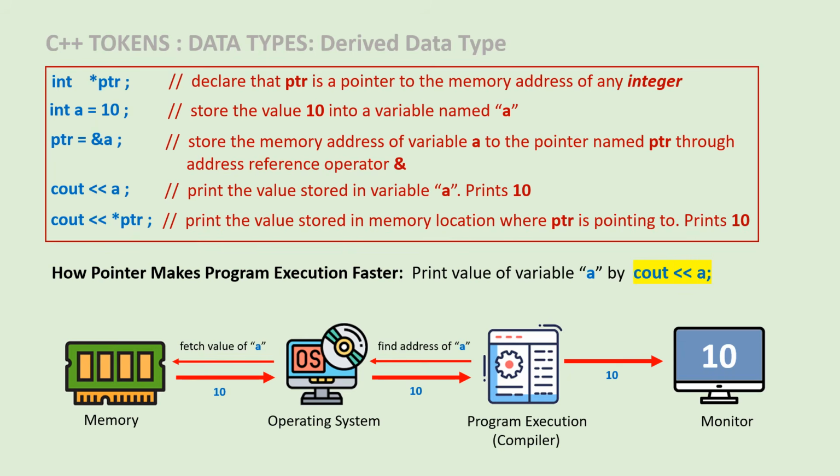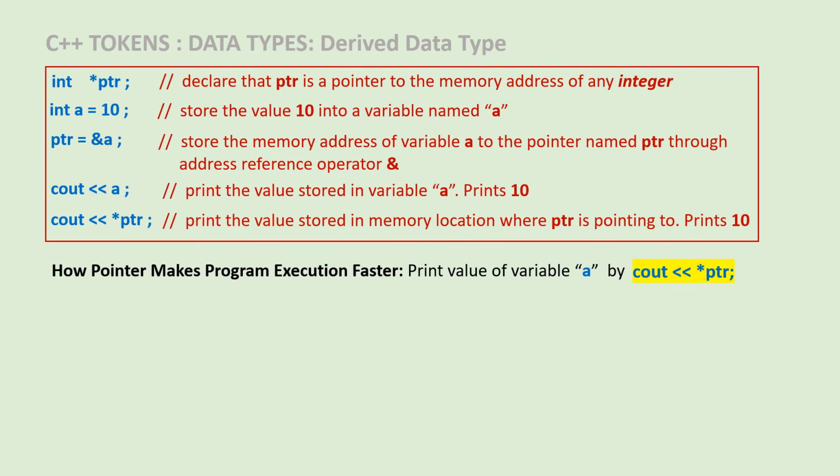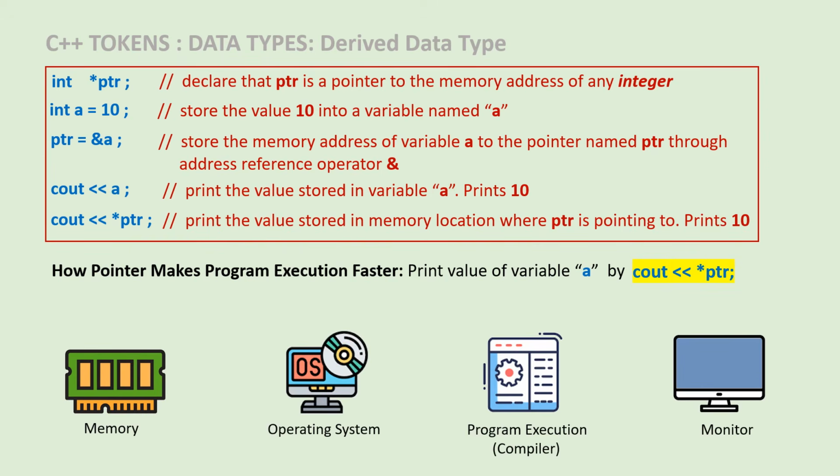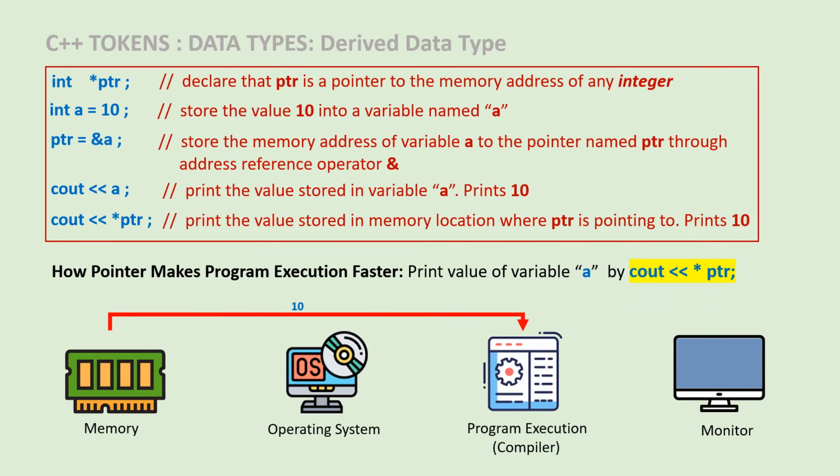Let's next see how the cout works with the pointer command. When the command cout *ptr is executed by the program compiler, the compiler doesn't have to request the operating system to find the address of variable a. Since ptr already holds the memory address of variable a, the value of a is directly fetched from the memory location by the *ptr command, and is then displayed onto the computer screen. Hence the need to fetch the address of variables from the operating system is avoided when we use pointers.